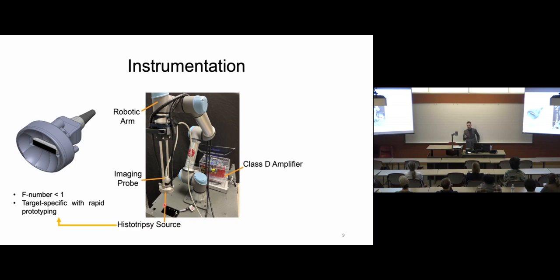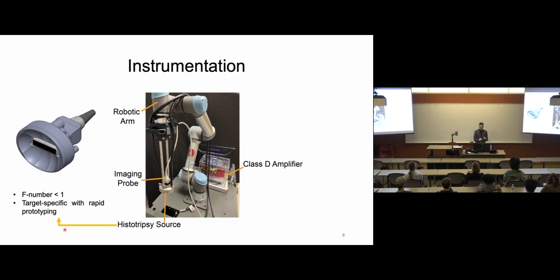Conventional focused ultrasound as a therapy has been around since maybe the 50s or so, with the Fry brothers and some of their investigations into treating brain tumors and other neurological applications. The F number for those types of transducers was in excess of one. The F number is the ratio of the diameter of the source relative to the focal distance. For histotripsy, we found that we need higher focal gain, which means we need to reduce the F number to below one.